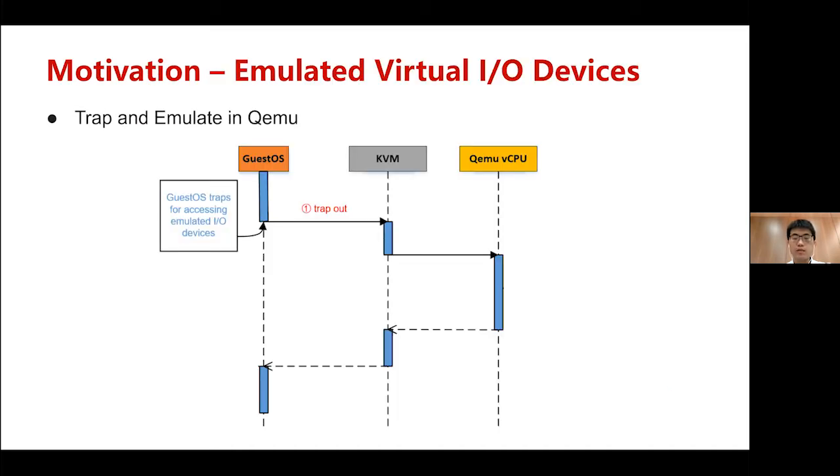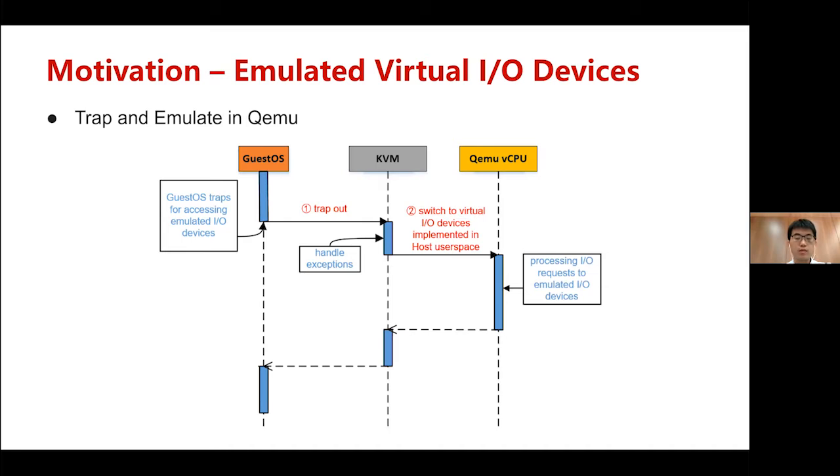Why do guests suffer performance loss while accessing emulated I/O devices implemented in the user-level QEMU threads? Let's see the whole procedure. Firstly, to access fully emulated I/O devices, guests should trap out to KVM. And KVM will further transfer the I/O request to the user level by handling exceptions. Thus, context should switch from the kernel to the user space.